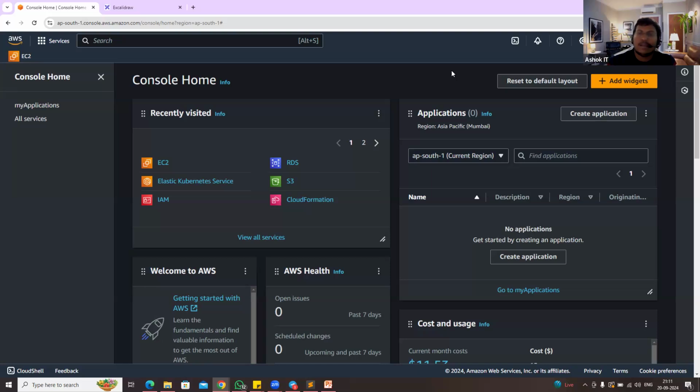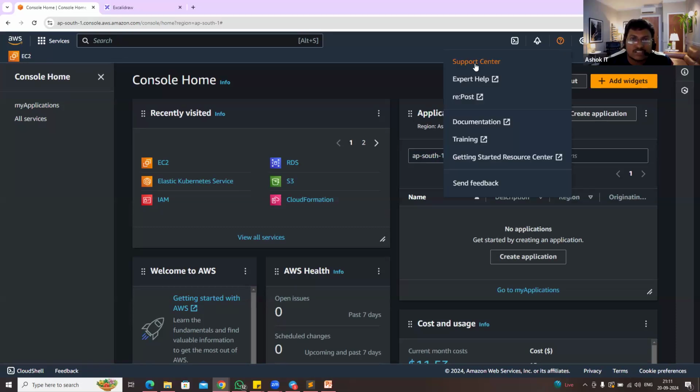Okay. If you get the bill amount and you don't want to pay because you are a student and you are practicing, then you can talk to the support center in the AWS. You can request them: I'm a fresher, I'm learning AWS, I'm exploring AWS. Unfortunately, I used some paid services in the AWS and I got a bill amount. Then the AWS support team will make your bill 0. You no need to pay that.